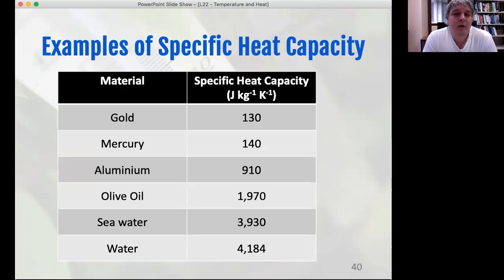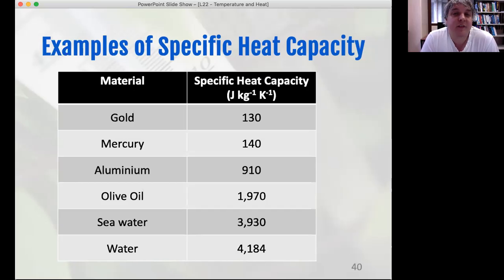Here's some examples. Gold, 130 joules per kilogram per Kelvin. So this is the amount of energy you need to take 1 whole kilogram of a substance and heat it up by 1 Kelvin. So for gold, you need to give it 130 joules. For mercury, 140 joules. Aluminium, 910 joules. For olive oil, it's 1970 joules. Seawater, just under 4,000, and fresh water, just over 4,000.